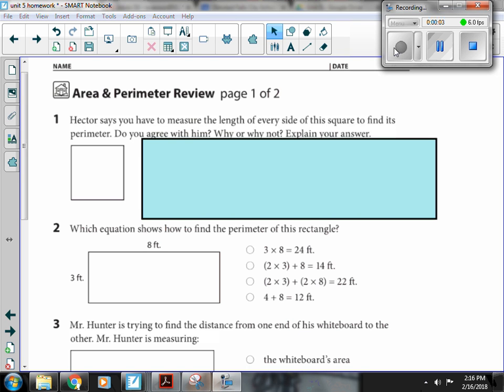Tonight's homework is an area and perimeter review. It's pages 103 and 104. Number 1 says, Hector says you have to measure the length of every side of the square to find the perimeter. Do you agree with him?